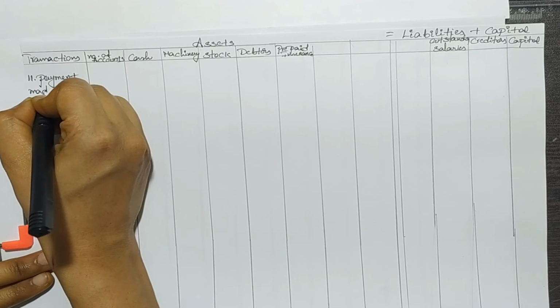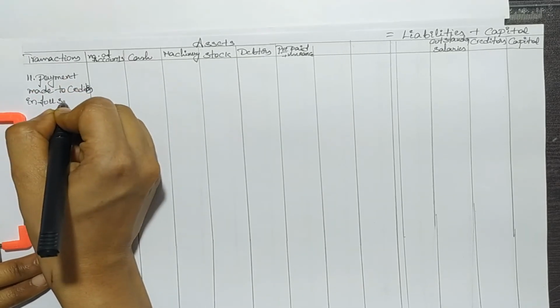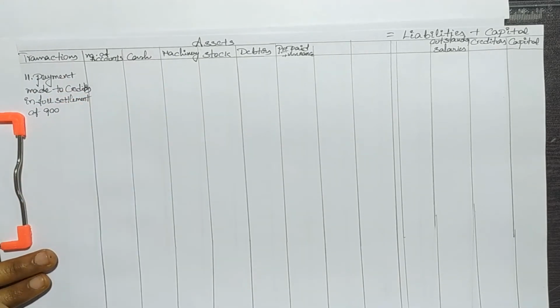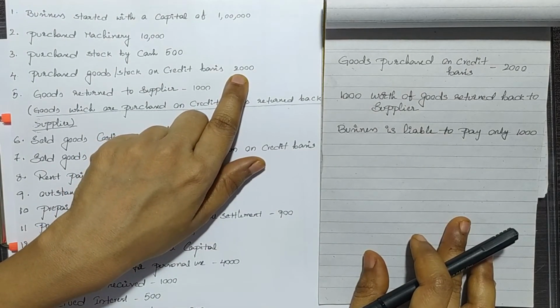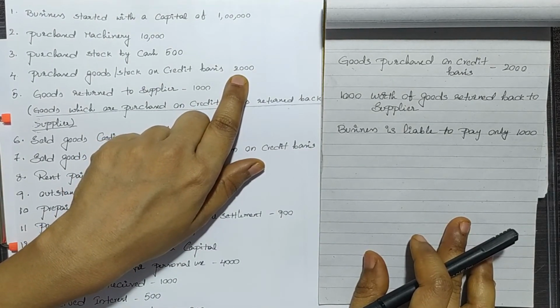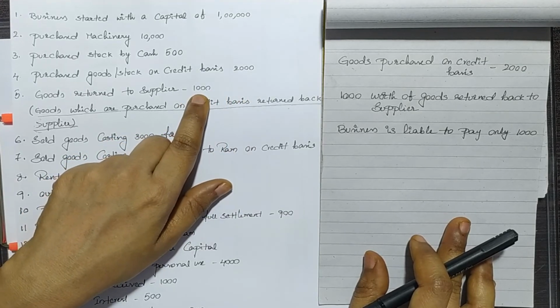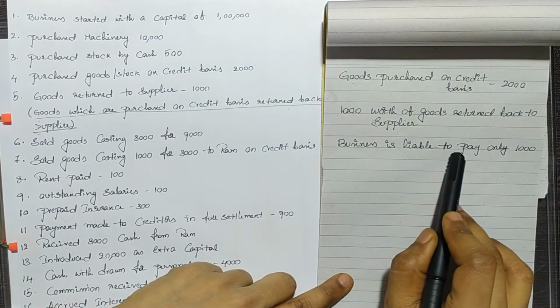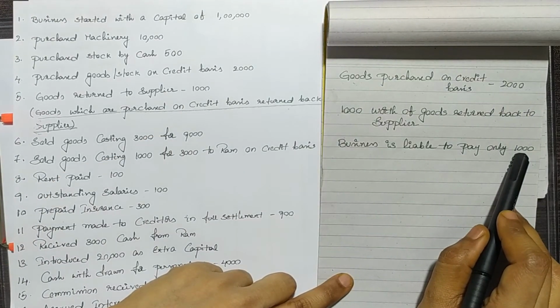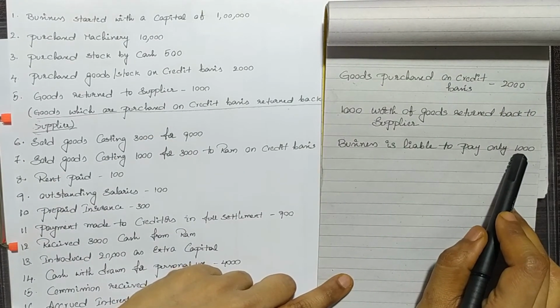Our next transaction is payment made to creditors in full settlement of 900. Goods purchased on credit basis is 2,000. Among that we have returned back 1,000 worth of goods to the supplier. So the business is liable to pay only 1,000 to the creditor or supplier.